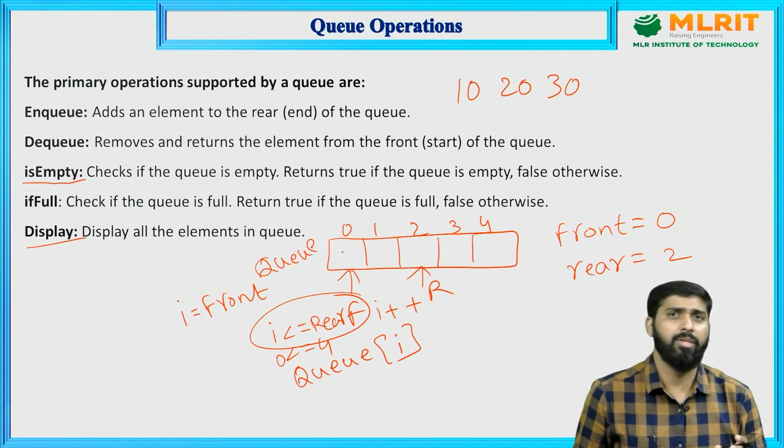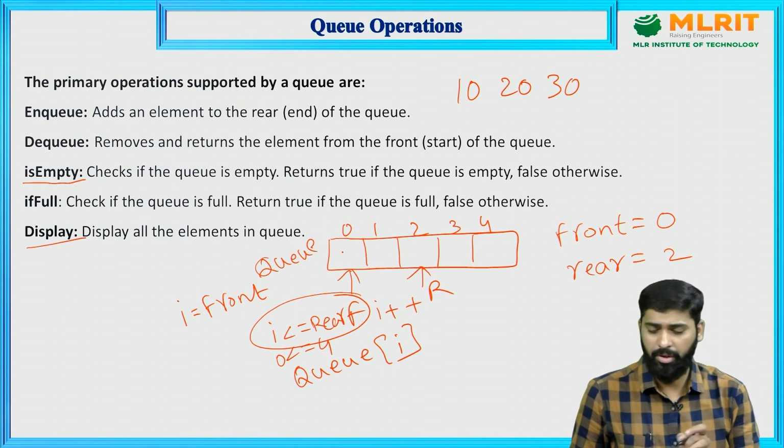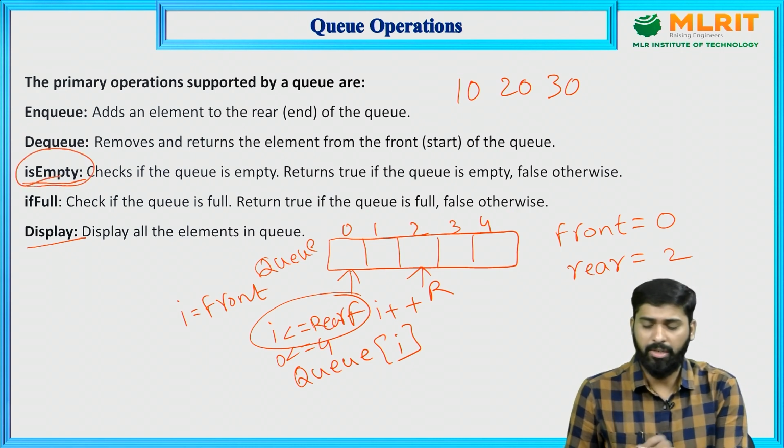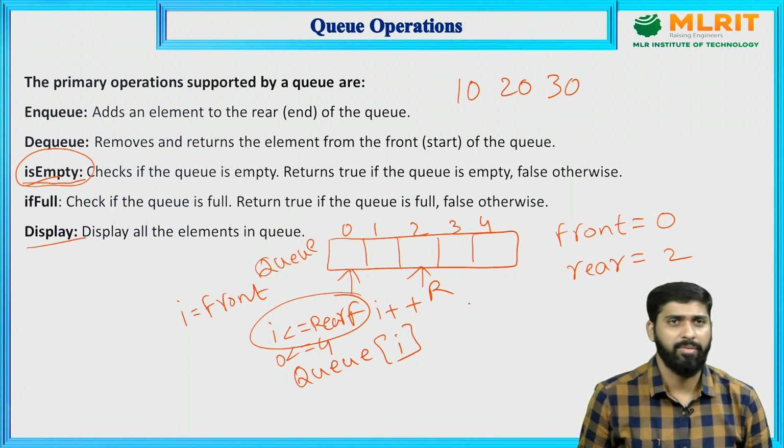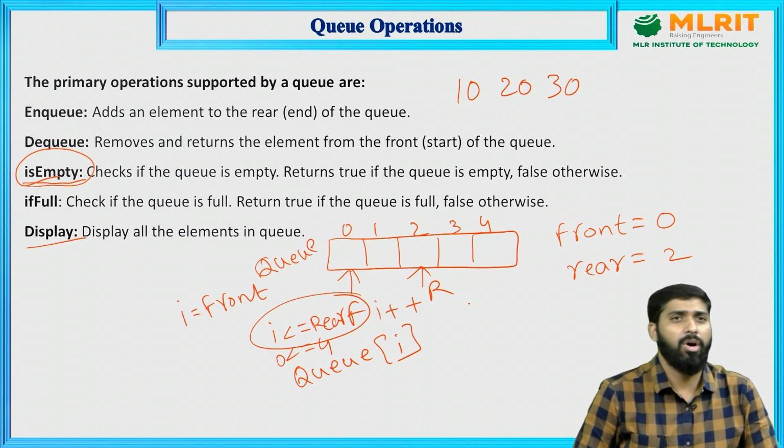So for example, there are no elements in the Q, but I want to try to print the elements in the Q. In that case also we are going to call the is empty function. Look, what is the condition? Rear equals -1. We are going to check. If rear equals -1, then it indicates that the Q is empty. So this is about Q operations.